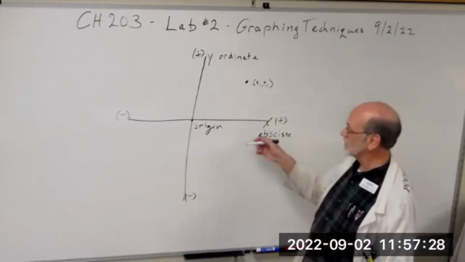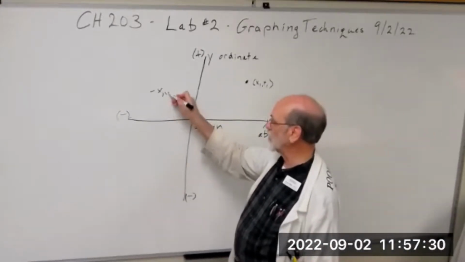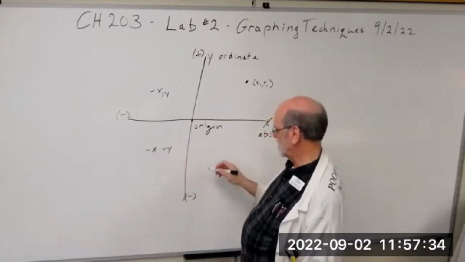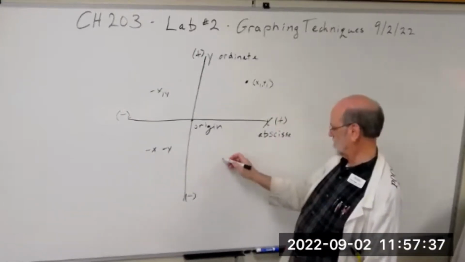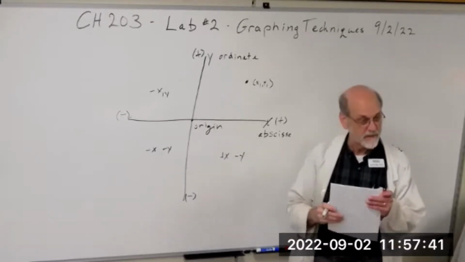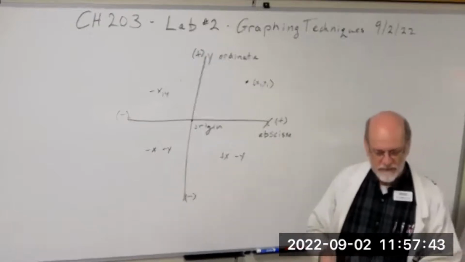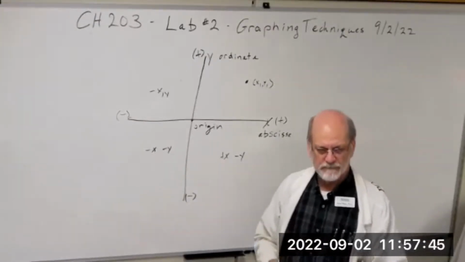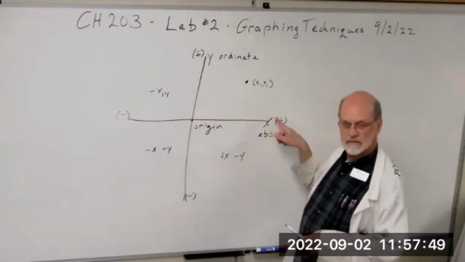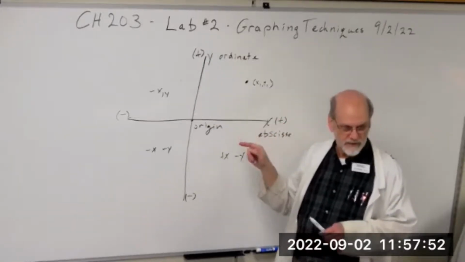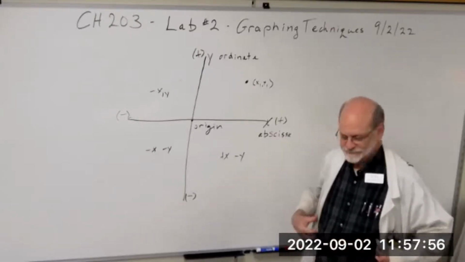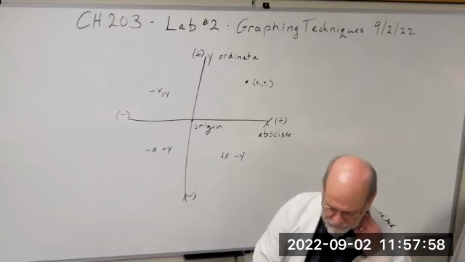If you had a negative X, it'd be like negative X over here, but in positive Y, or negative X and negative Y, or positive X and negative Y. Okay. Most of the graphing that we do in the sciences, not all, but most, is going to be focused on that quadrant. Because in reality, you rarely have negative values.